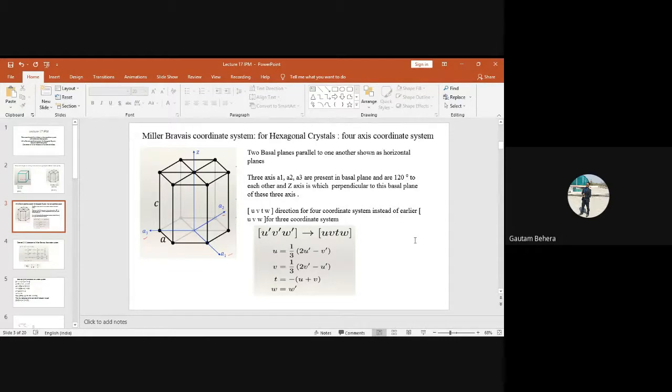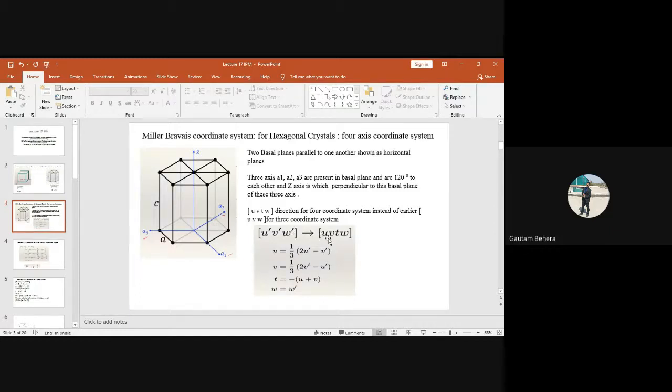Now the thing is, suppose Miller indices for a given direction will be given, or Miller indices for a given plane will be given. That will be in the form of a 3 coordinate system, right? Either UVW or HKL, right? But you have to convert it into a 4 indices system or 4 coordinate system. Then what you need to do? You can see, we can write U dash, V dash, and W dash.